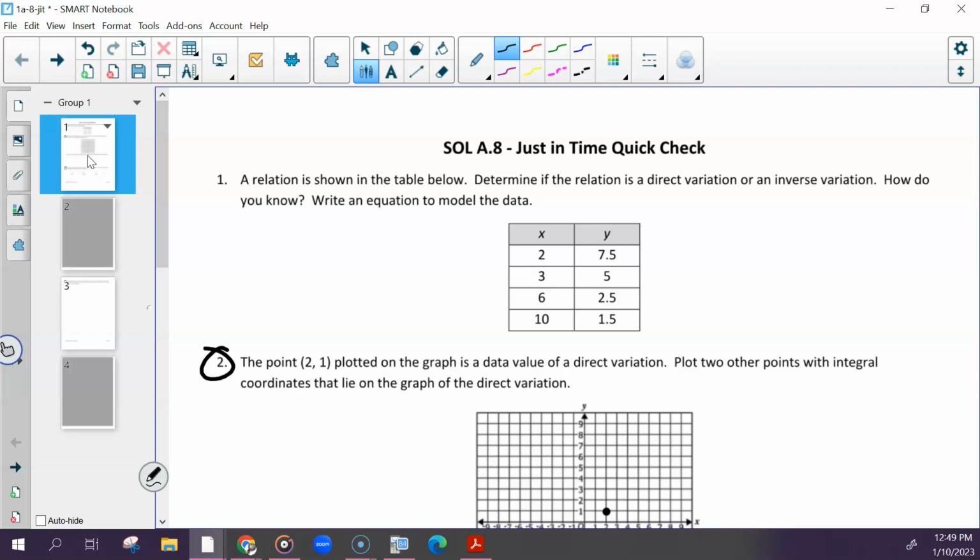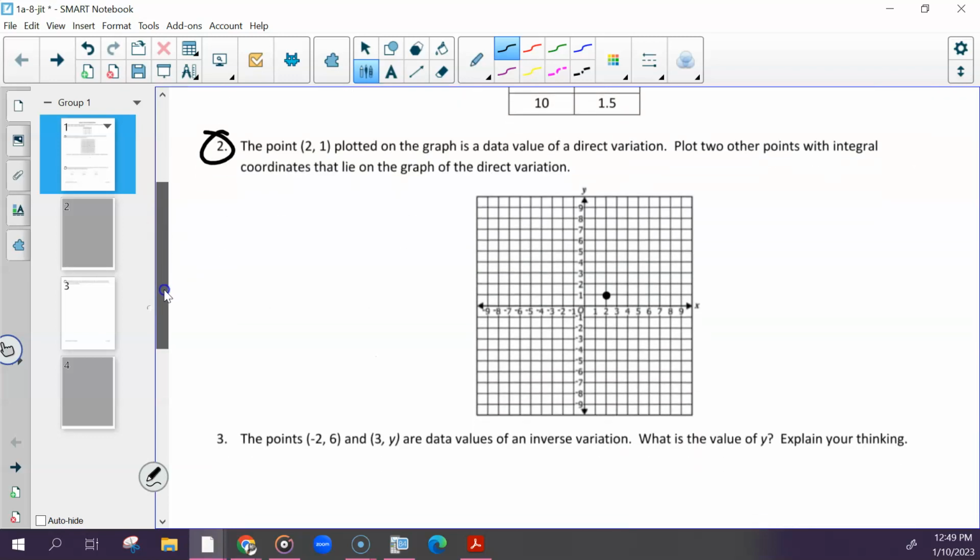Good with these three? Alright, starting with number 2.